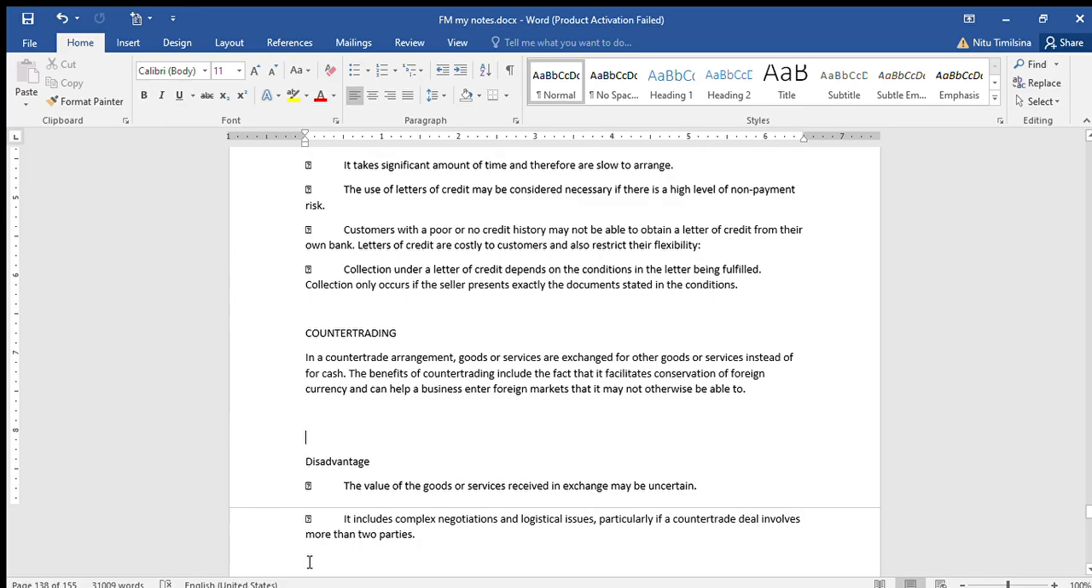Collection under a letter of credit depends on the conditions in the letter being fulfilled. Collection only occurs if the seller presents exactly the documents stated in the conditions.